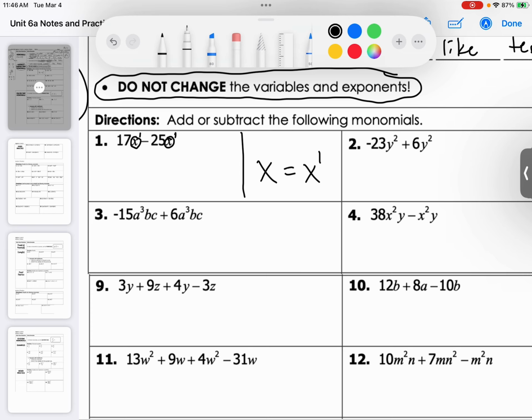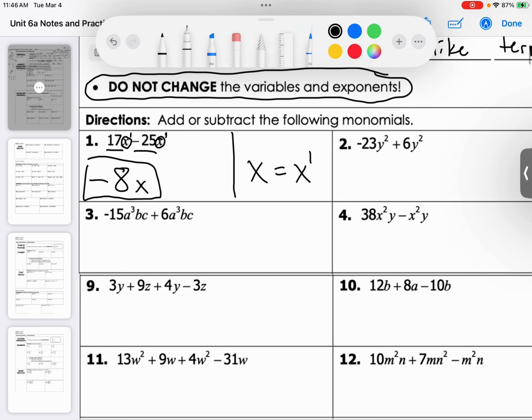So both of these have x as the variable. Both of the x's have an exponent of 1, and so they are like terms because they have the same variable and the same exponent. So these can be combined by doing 17 minus 25. 17 minus 25 is negative 8. And when we subtract these, we do not change the variables or the exponents, and so these x to the power of 1 should also be in our answer. Both of these had x to the power of 1, so we should have x to the power of 1 in our answer. So negative 8x would be my final answer there.